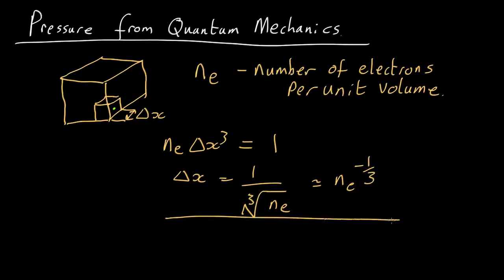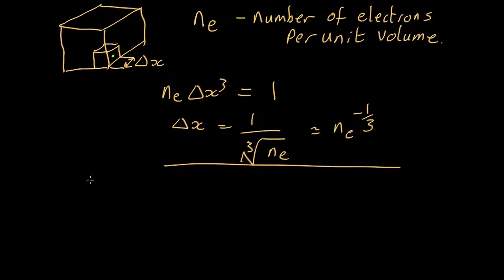Now if we have that uncertainty in its position, that means there's going to be an uncertainty in the momentum. So the uncertainty in the momentum times the uncertainty in the position is going to be h bar. That's the Heisenberg uncertainty principle. So the uncertainty in the momentum is going to be h bar over delta x. So that's going to be h bar Ne to the plus 1/3.